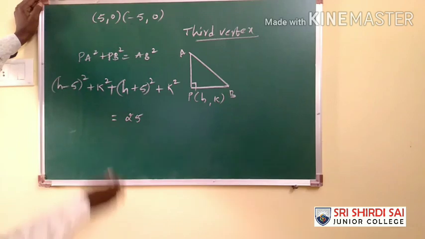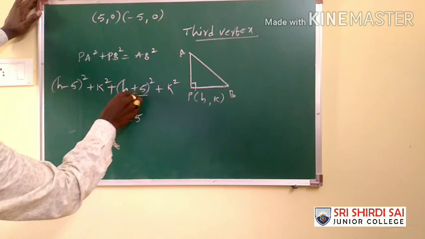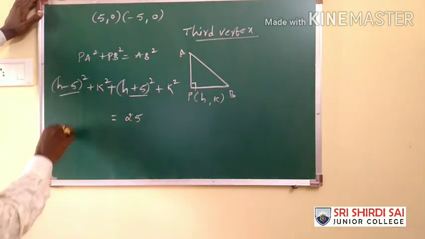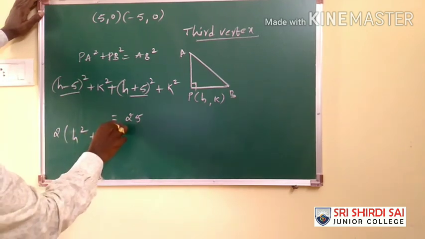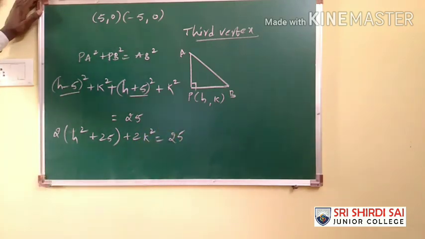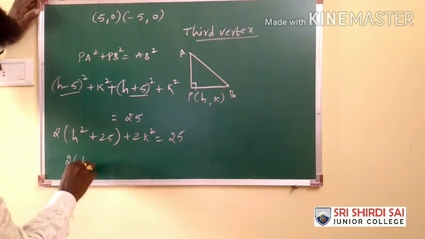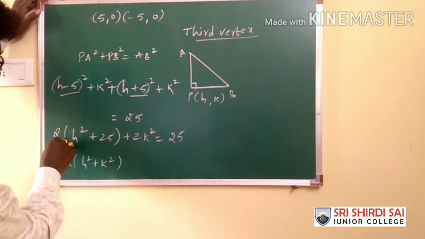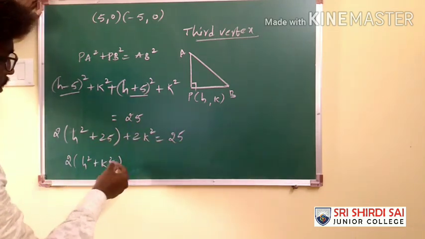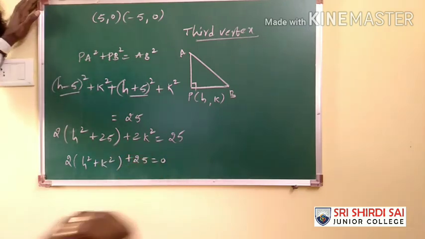There is no square root because we are already given it in terms of squares. On simplifying this part, what will you get? (A plus B) whole square plus (A minus B) whole square, again 2 times of (h square plus 25) plus 2k square is equal to 25. So what are you going to get? 2 times of (h square plus k square) and 2 times of 25, 50. On transposing the right-hand side to the left-hand side, we get plus 50 minus 25, plus 25 is equal to 0.